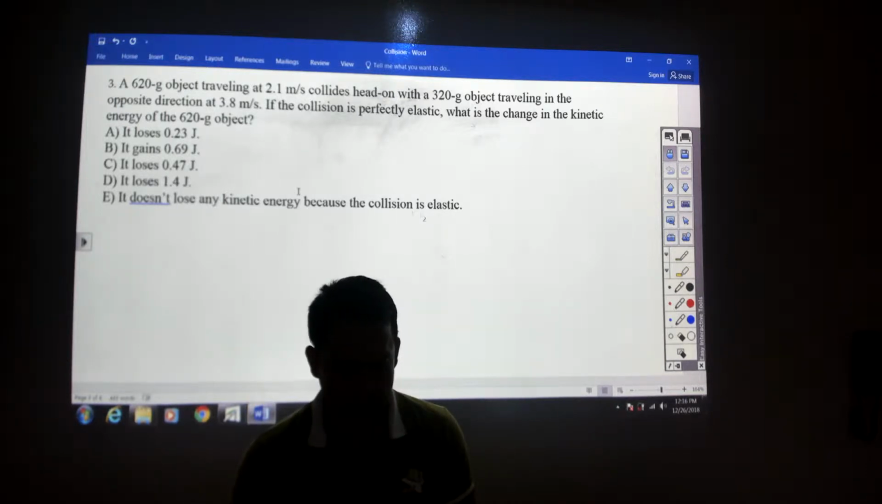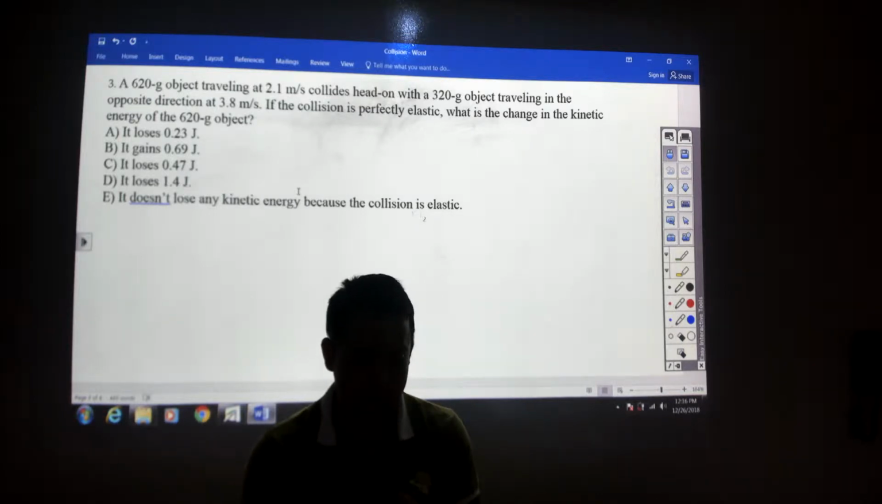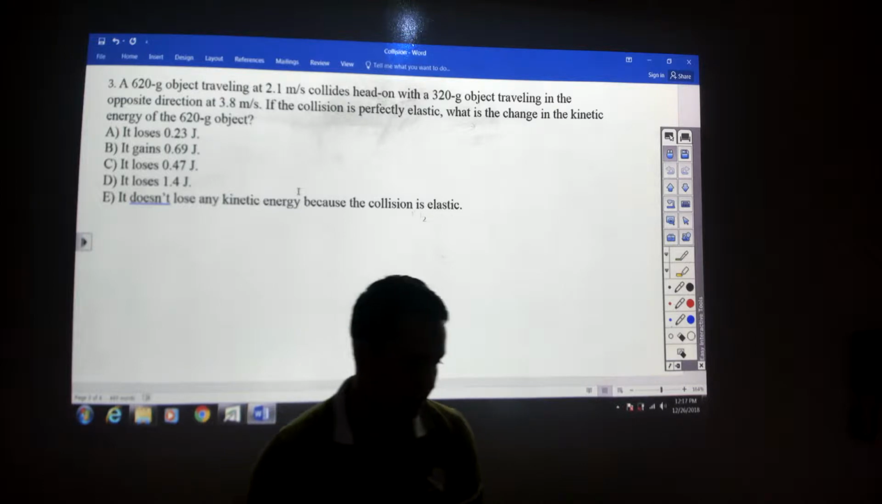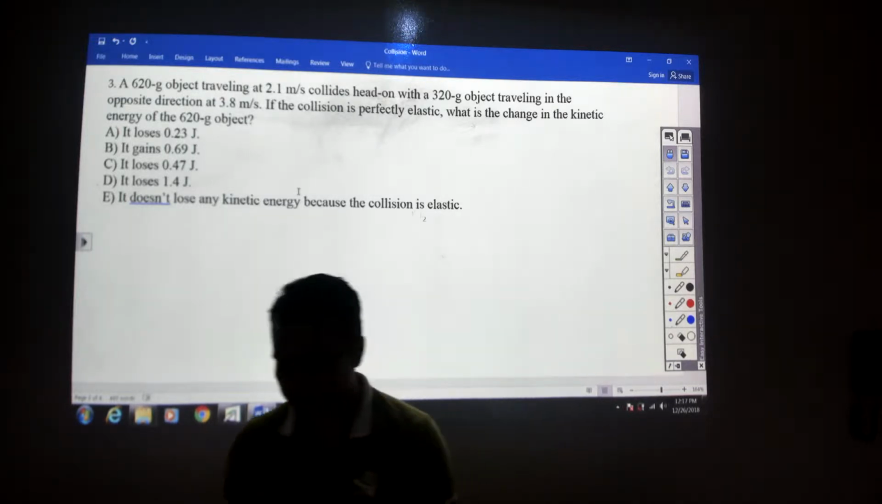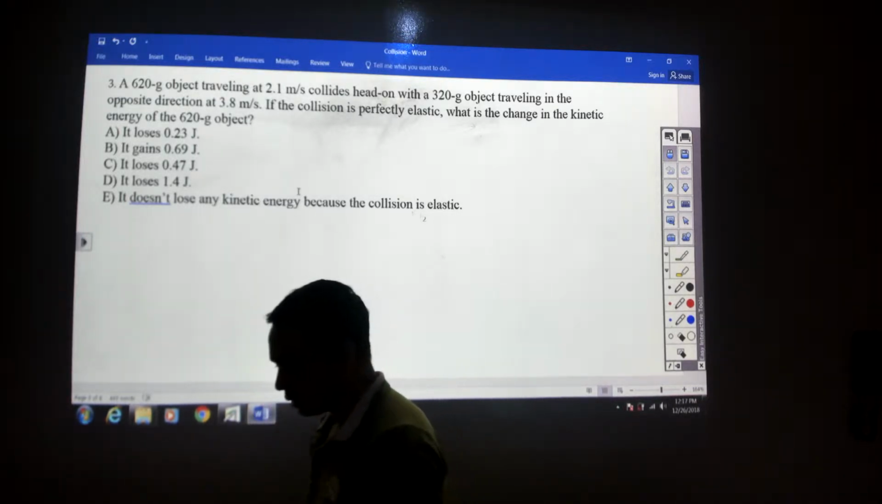In this case, we have to find out, if the two objects collide and the collision is perfectly elastic, what is the change in kinetic energy of one object? So I'm going to explain this problem.